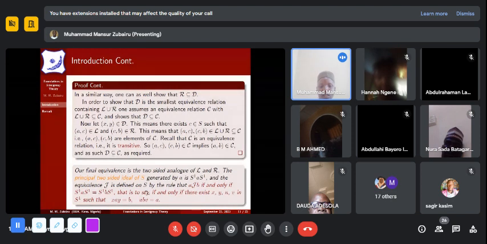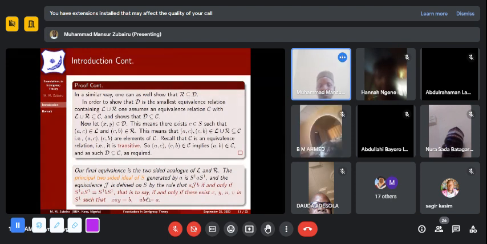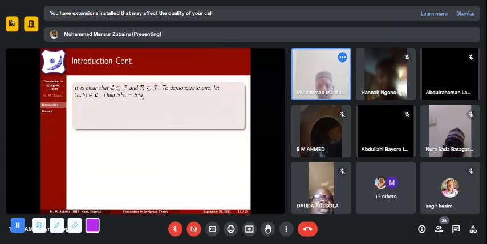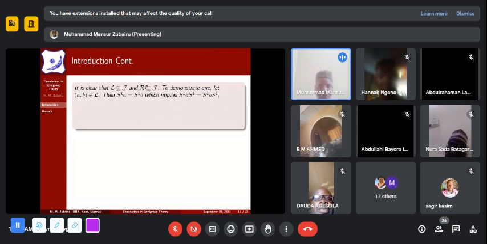From this definition, one can actually get this, similar to what we have done in the previous proposition. So it is clear that L is in J and R is in J by the previous definition. We can demonstrate one, that if you let (A, B) be in L, automatically you have this. And if you have this, you can multiply on the right of this equation by S1. So you have S1A S1 equals S1B S1 using the definition. And automatically one has (A, B) is in J.